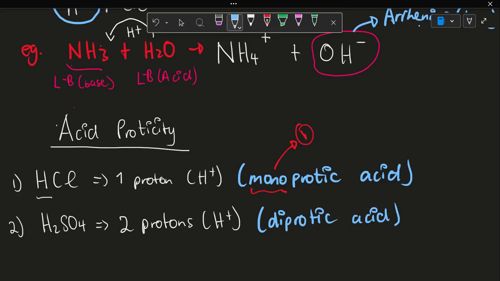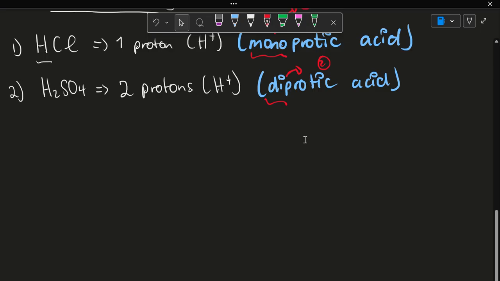We say that it is a diprotic acid. Remember, for math, once again, di means 2. But how does this actually happen? Remember, sulfuric acid, or hydrogen sulfate, is a very strong acid.